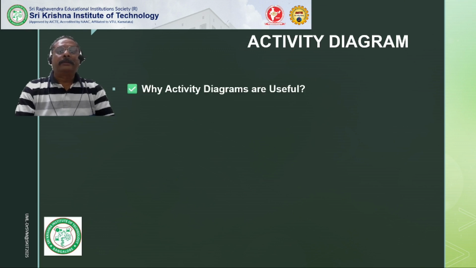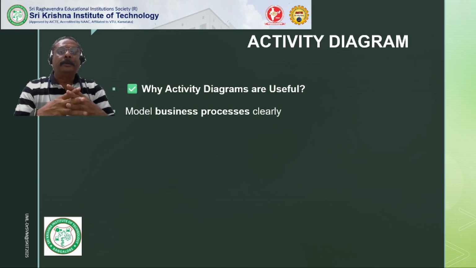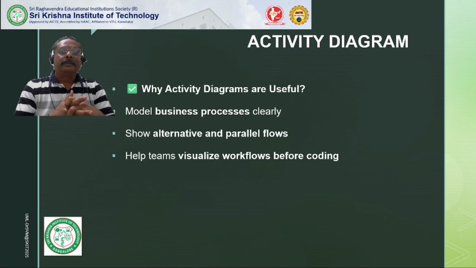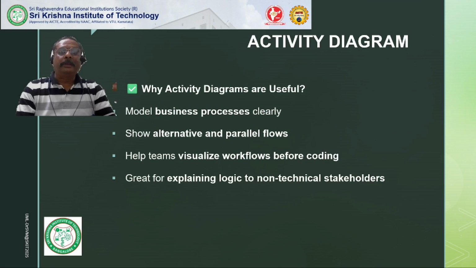So why do we think activity diagrams are so important? What is the use of doing that? It models the business processes very clearly. It shows the alternative and parallel flows, and it helps teams to visualize the workflow before actually coding it. So that makes things conceptually clearer, and hence the next step becomes very easy.